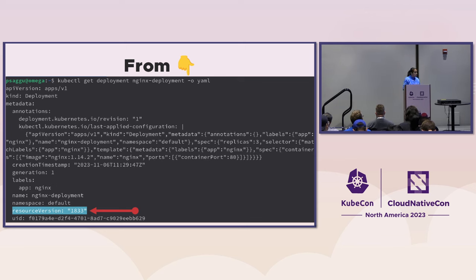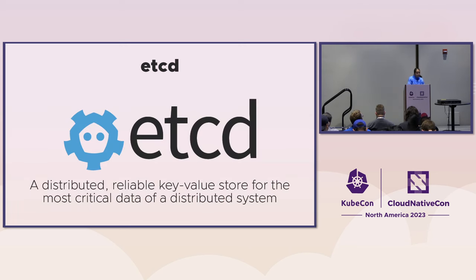So, for this talk, we are going to talk about etcd and what etcd is. etcd is a distributed reliable key value store for the most critical data of a distributed system. In this case, we are talking about Kubernetes as the distributed system.